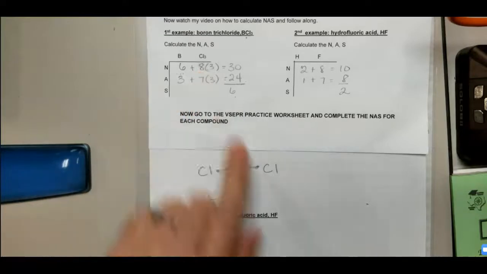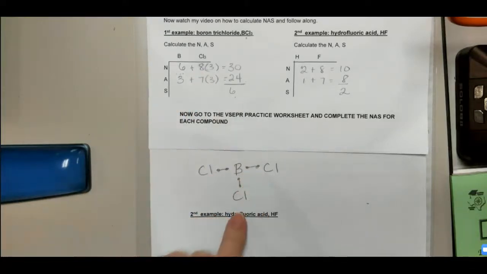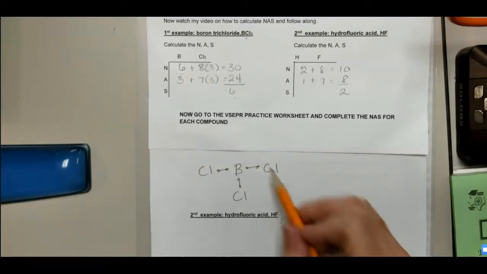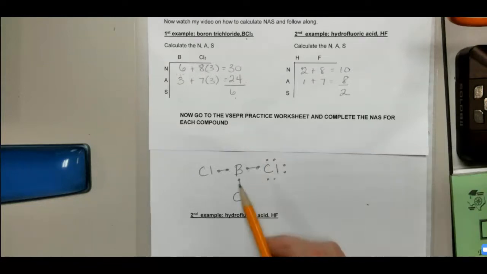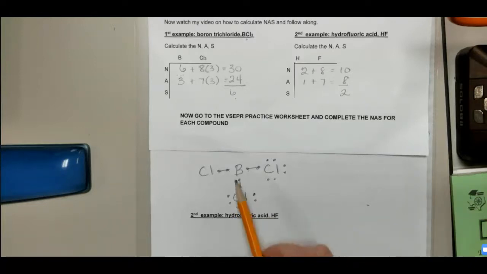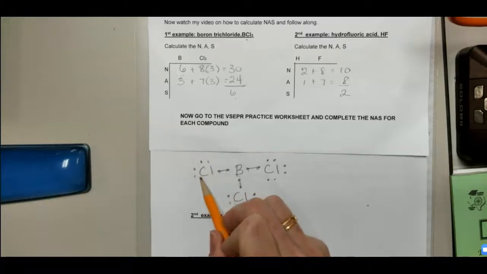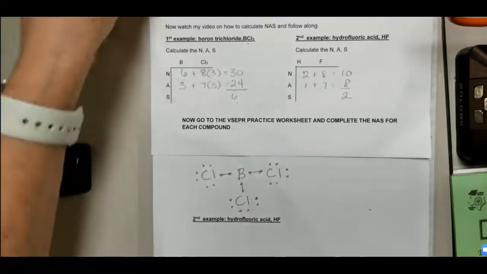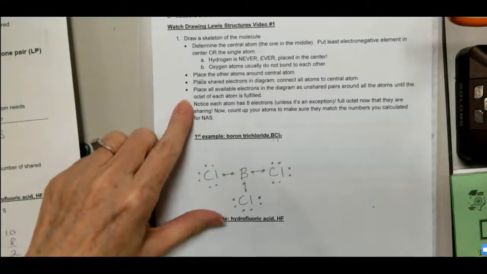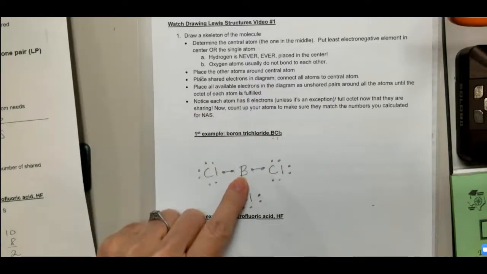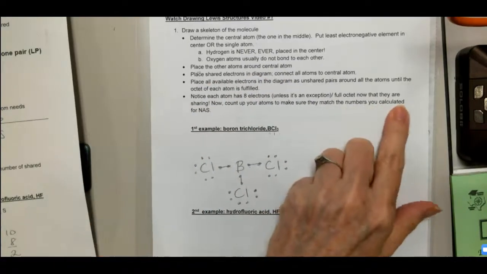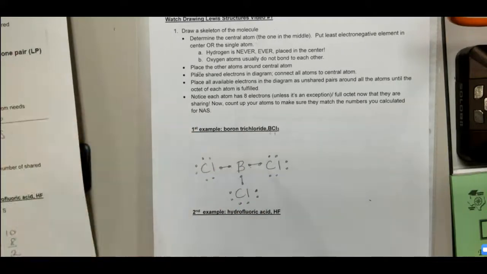Each chlorine needs 8, and right now, each chlorine only has 2, so they get what we call unshared pairs. 1, 2, 3, 4, 5, 6, 7, 8 for each chlorine. Okay, so that is right here. It says, notice each atom now has 8 electrons unless it's an exception like boron. Okay, full octet now that they are sharing. Okay, so that's why we're going to share electrons to get a full octet.